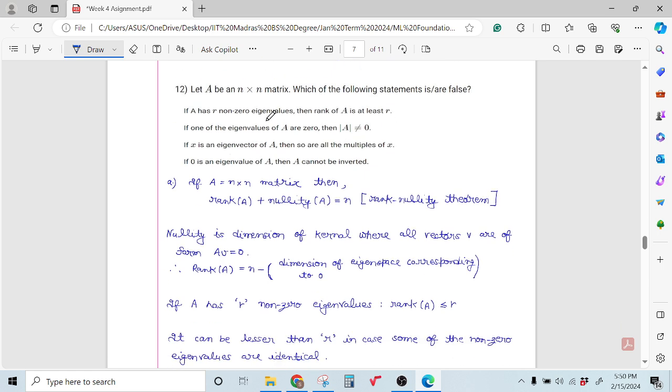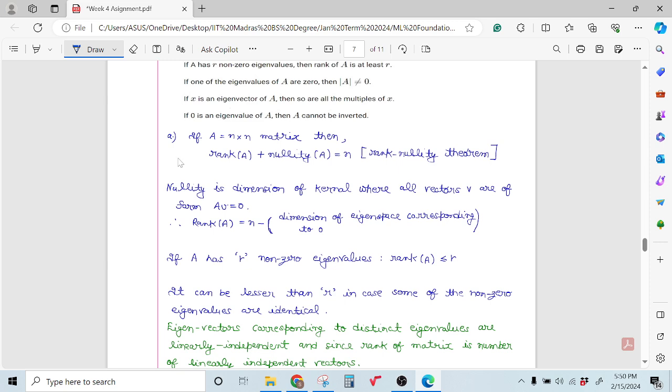Let A be an n cross n matrix, and we are asked which of the following statements are false. There are 4 statements given. This is an MCQ question, so more than one can be correct. We have to find which of the statements are false. So let us proceed with option A.